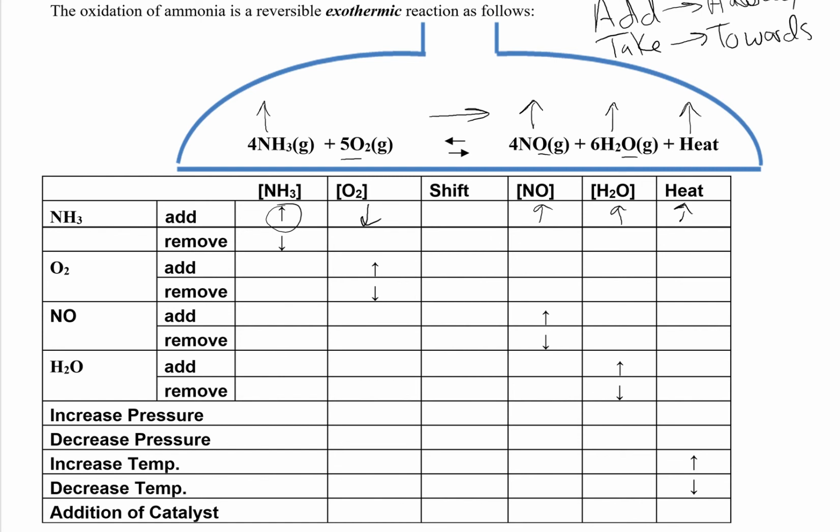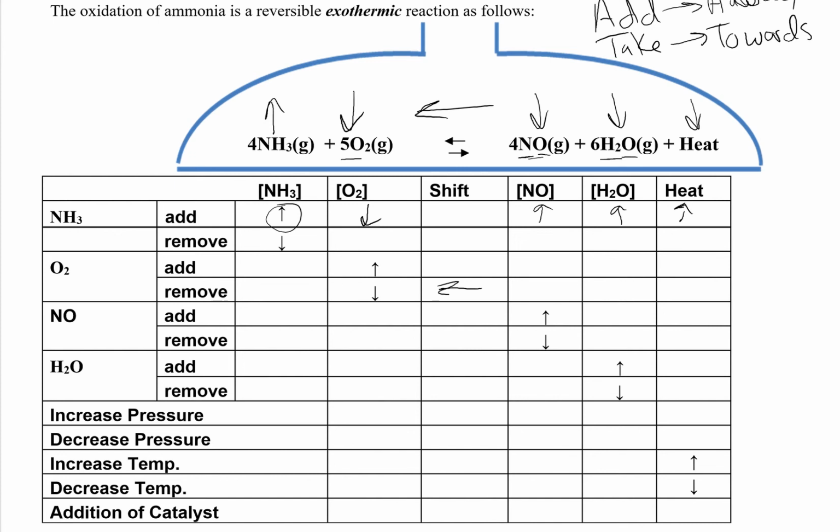Okay. All right, let's try another one. Let's do a remove. Let's say now we're going to remove oxygen. If we remove or take oxygen, it's going to shift towards. If it shifts towards, well, we need to figure out what happens to ammonia. We're making more of it. Then where did we get the nitrogen and hydrogen from? Well, we got it from water and nitrogen monoxide. So guess what? Those two are going to decrease along with heat.